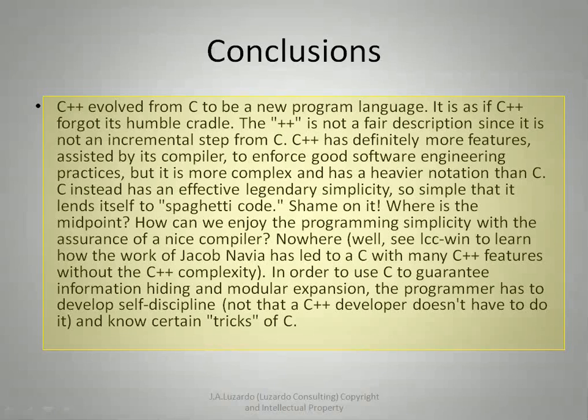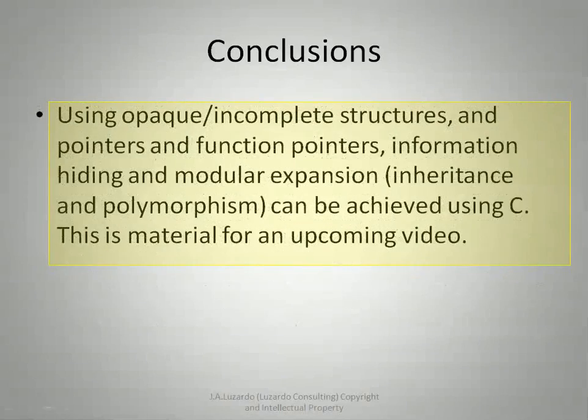SDLC went to learn how the work of Jacob Navia has led to a C with many C++ features, without the C++ complexity. In order to use C to guarantee information hiding and modular expansion, the programmer has to develop self-discipline. Not that a C++ developer doesn't have to do it, and know certain tricks of C. Using opaque, incomplete structures and pointers and function pointers, information hiding and modular expansion can be achieved using C. This is material for an upcoming video.